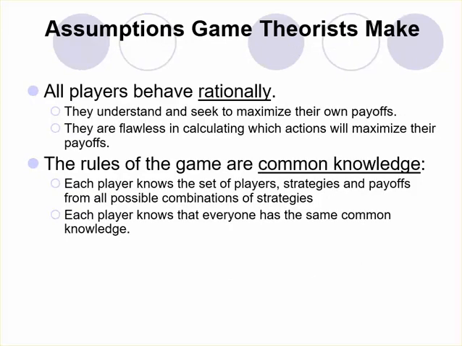And finally, there are some assumptions that game theorists make. We're going to assume that all players behave rationally. So we're going to assume that each player's goal is to maximize their payoffs. And we're also going to assume that the rules of the game are common knowledge, so that each player knows the set of players, they know the strategies, and they know the different combinations that might result. You'll learn more about game theory throughout the rest of the week.